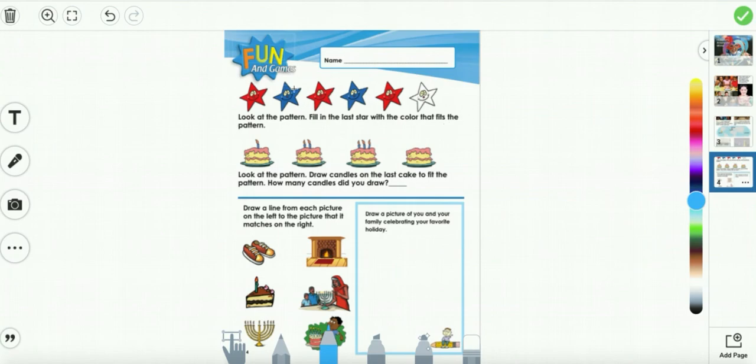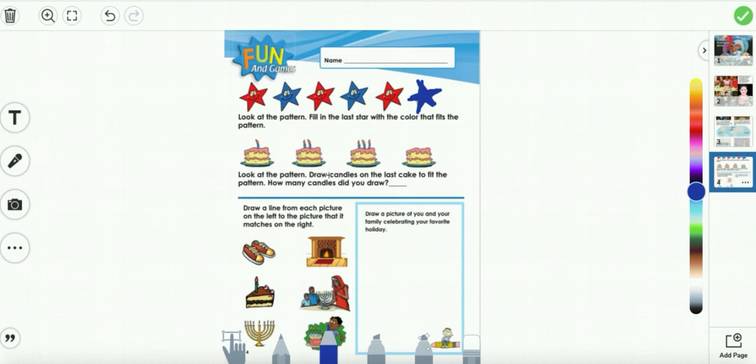So let's look at our pattern. We have a red star, blue star, red star, blue star, red star. What comes next? A blue star. So you're going to go ahead and color it blue. So this is an AB, AB, AB pattern. Let's look at the next one.